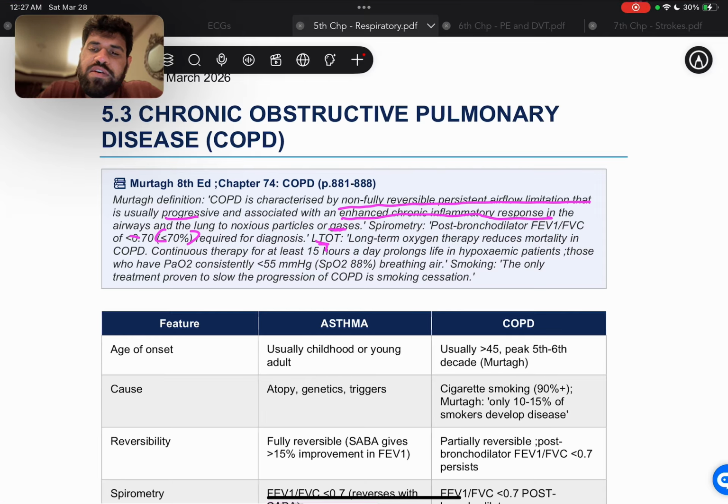Long-term oxygen therapy reduces mortality in COPD, and continuous therapy for at least 15 hours a day prolongs life in hypoxemic patients. Those who have PaO2 consistently of less than 55 mmHg or SpO2 of 88% while breathing air, all right, we have to give them LTOT. And smoking, the only treatment proven to slow the progression of COPD is smoking cessation.